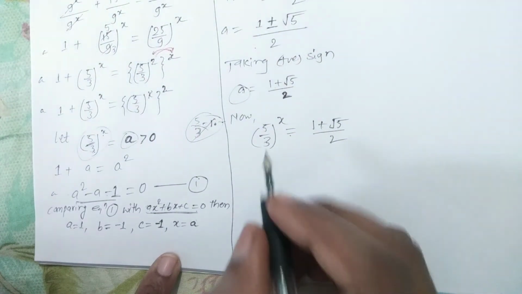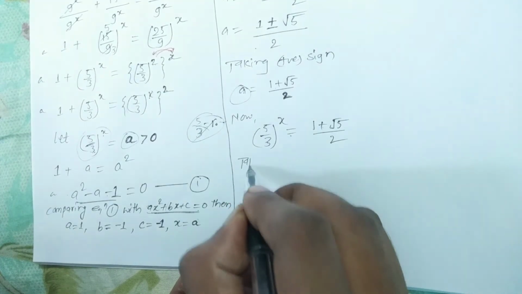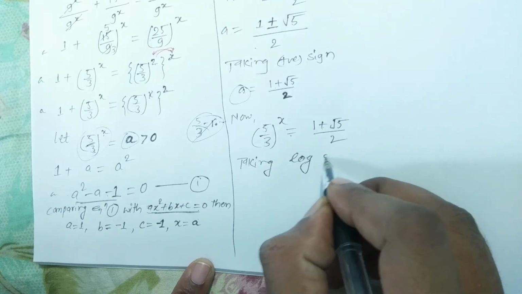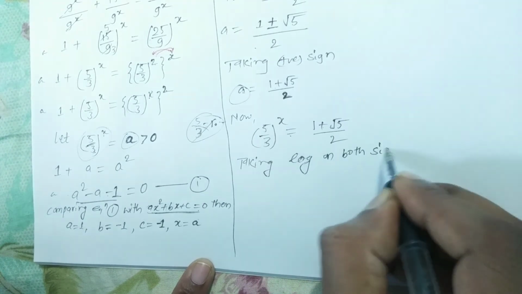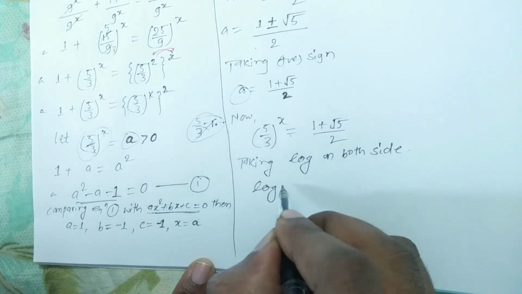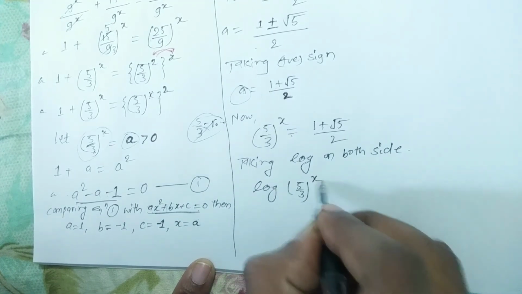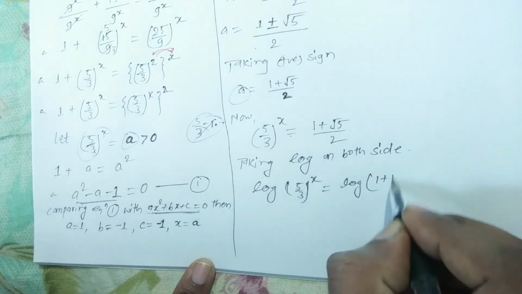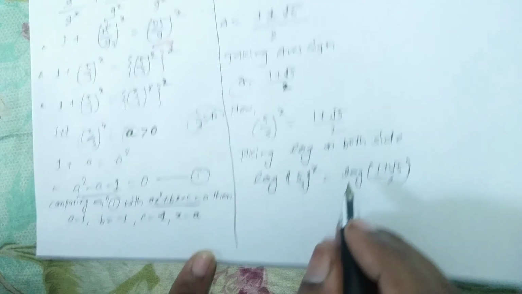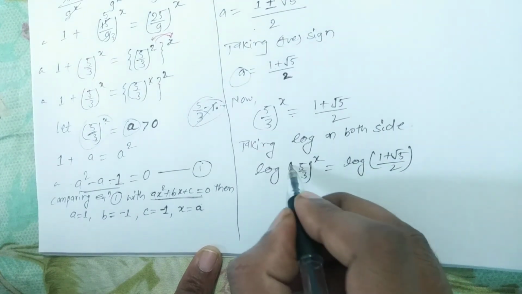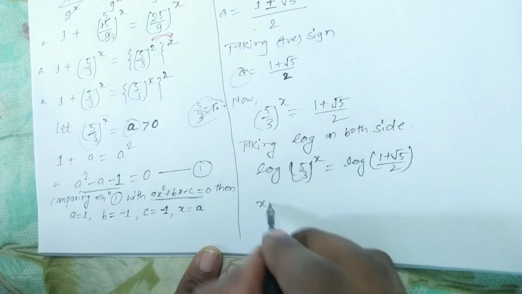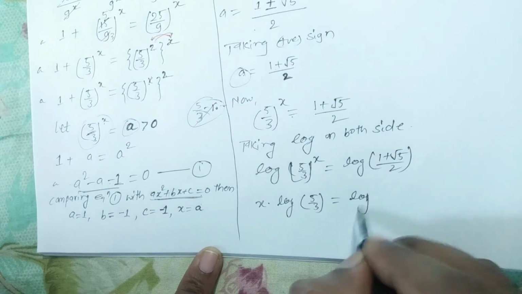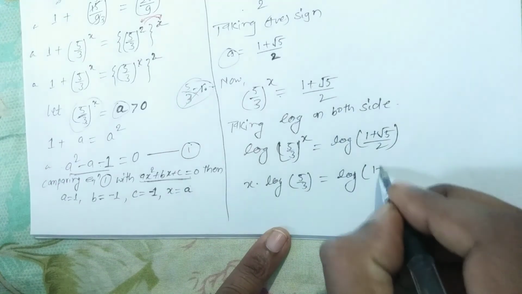Now we take the logarithm function. Taking the natural log on both sides, we get natural log of 5/3 raised to power x is equal to natural log of 1 plus square root of 5 divided by 2. Now there is a power x, so this power comes down here. So x times natural log of 5/3 is equal to natural log of 1 plus square root of 5 divided by 2.